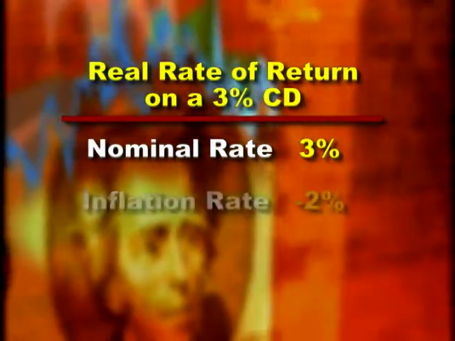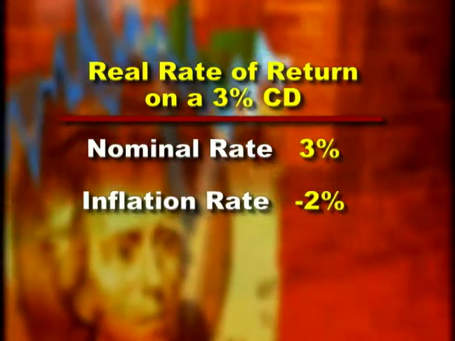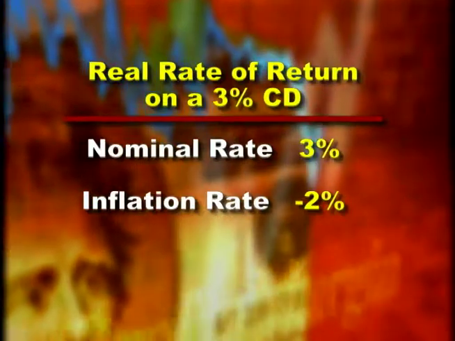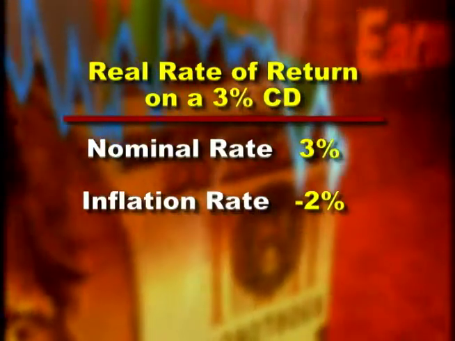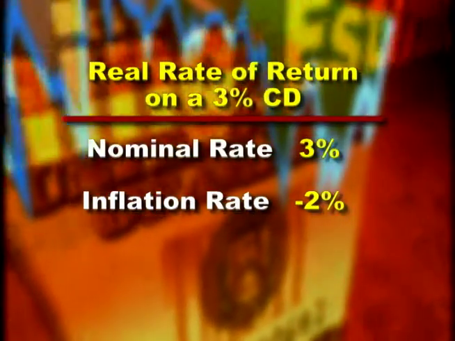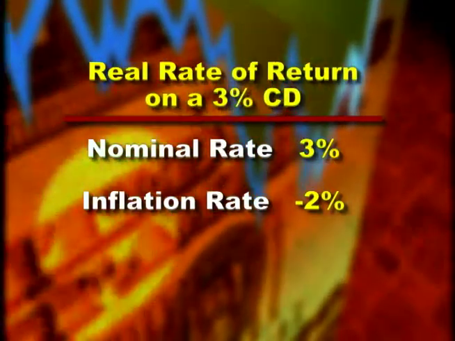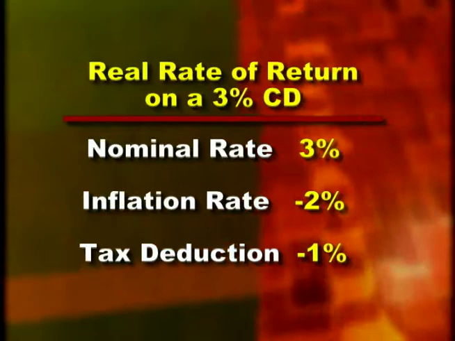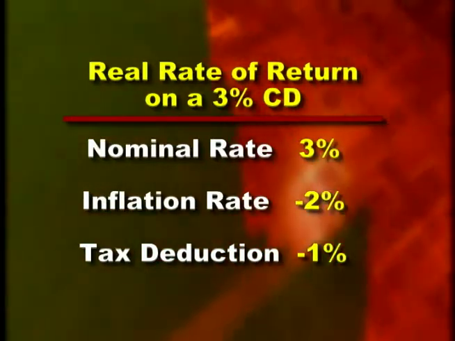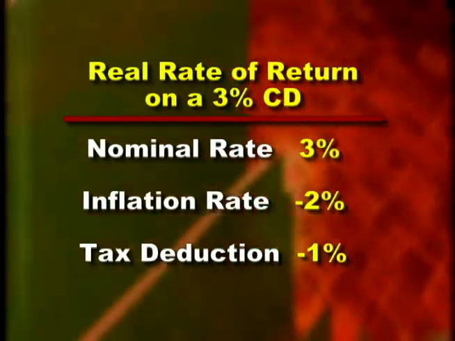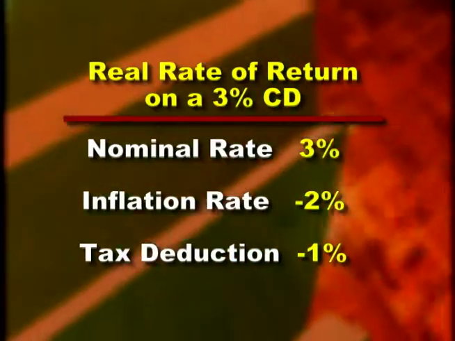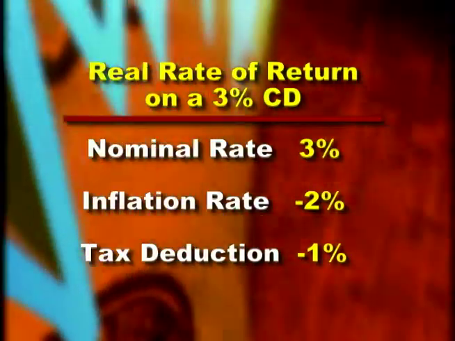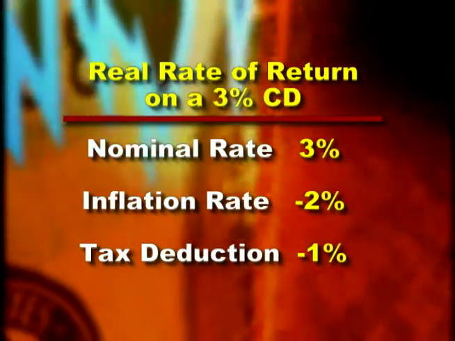Now let's suppose that inflation is running at 2% per year. So the purchasing power of the CD's earnings will be reduced by that amount. If the owner of this CD is in the 33% tax bracket for federal income tax purposes, then 1/3 of the earnings, or 1%, will be paid out in taxes. If there is a state income tax, we should also deduct that amount from the nominal rate. However, for the purposes of our example, we'll leave state income taxes out of the picture.